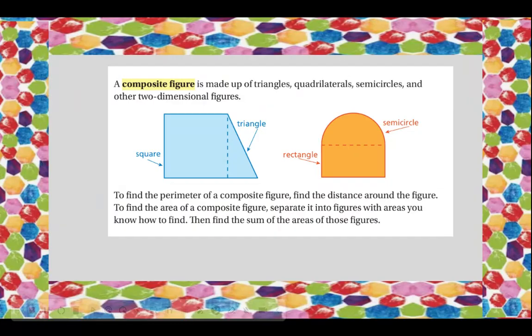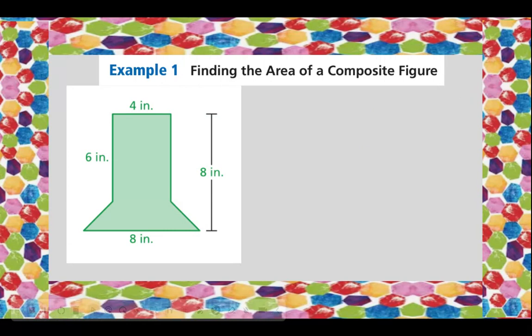So to find the perimeter, find the distance around the figure, and to find the area, you're going to separate it into figures with areas that you know how to find, and then you find the sum of those areas. Okay, so let's try it.